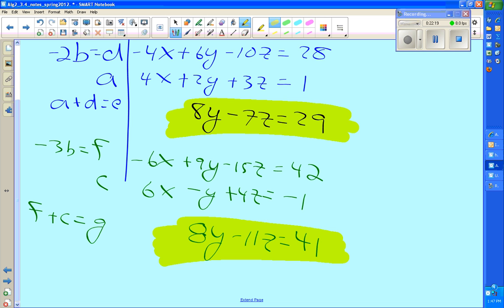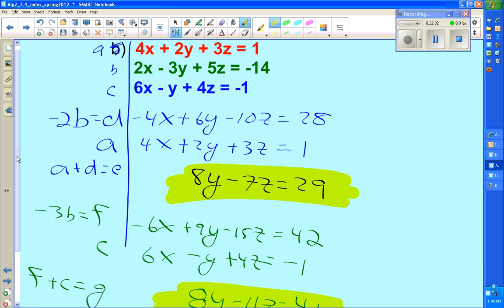This now becomes the system that you solved last night. If that makes sense. This is what we did last night, 2 variables, 2 equations, easy. But it took you all of this to get to last night's homework. Okay?